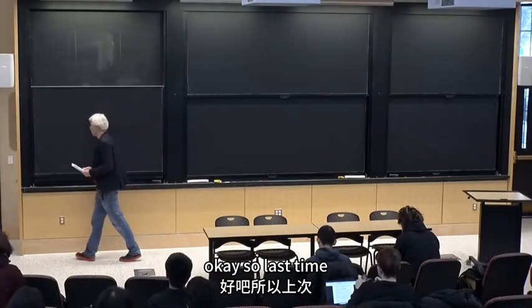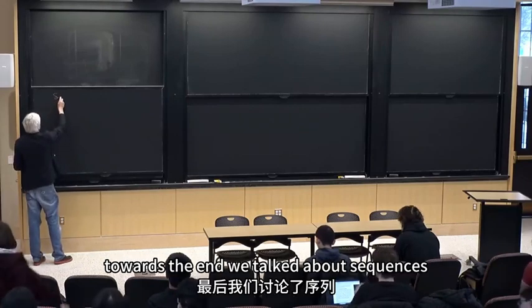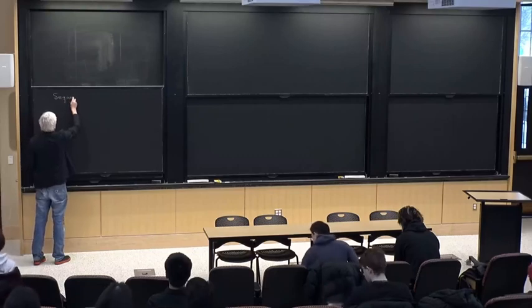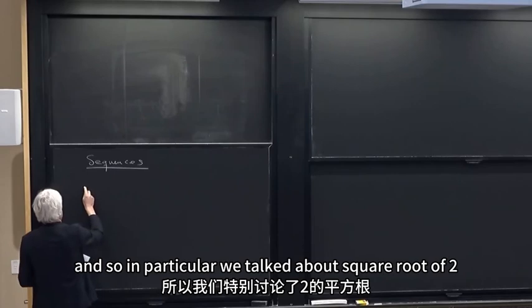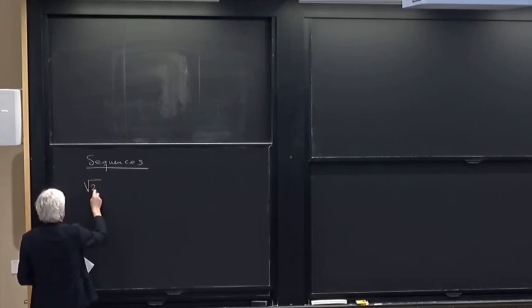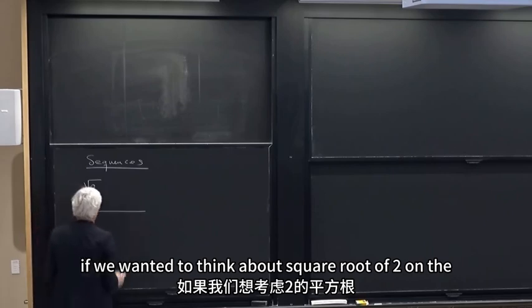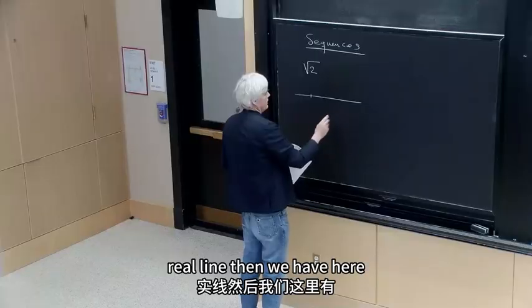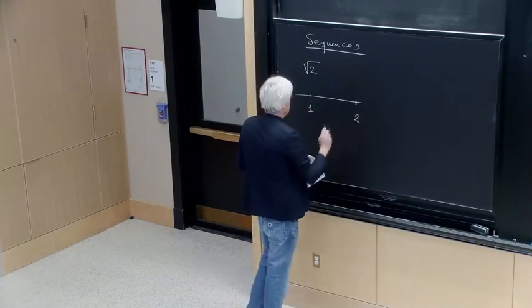Okay, so last time, towards the end, we talked about sequences. In particular, we talked about square root of 2. If we wanted to think about square root of 2 on the real line, then we have here 1 and we have 2.